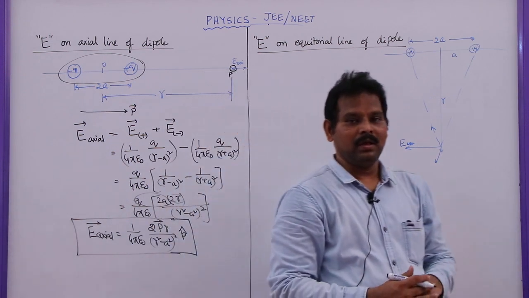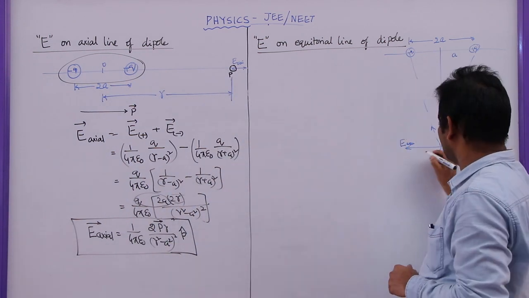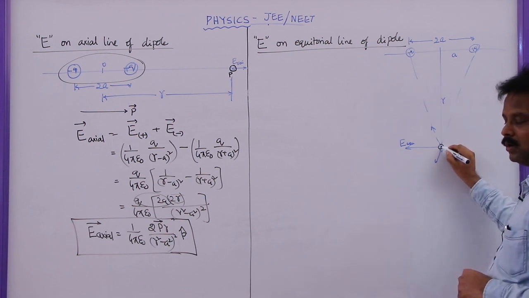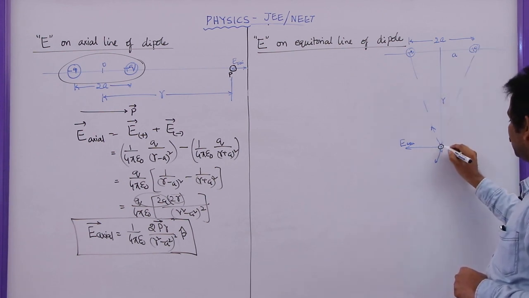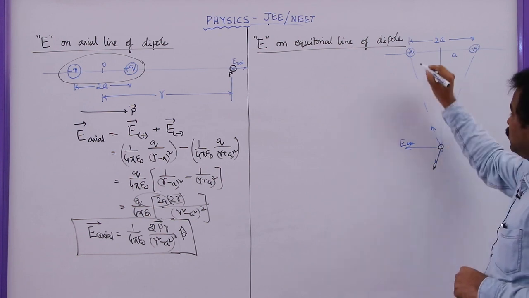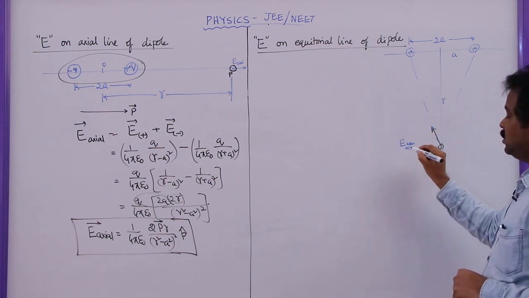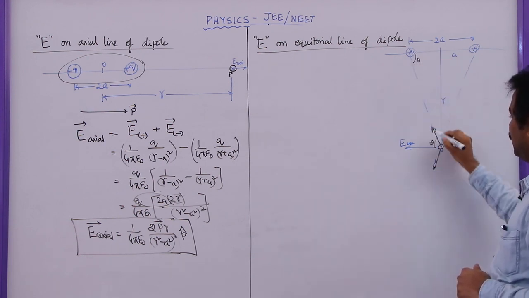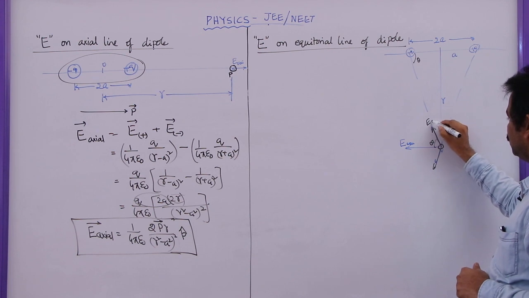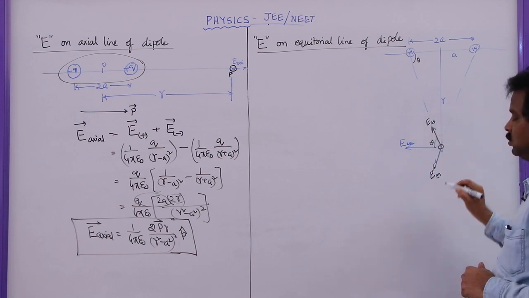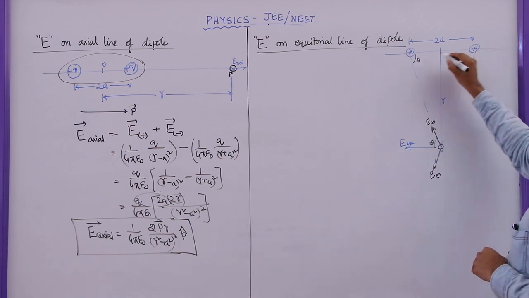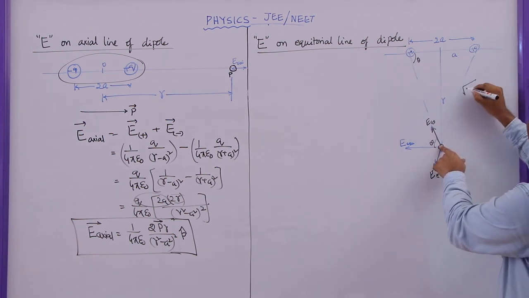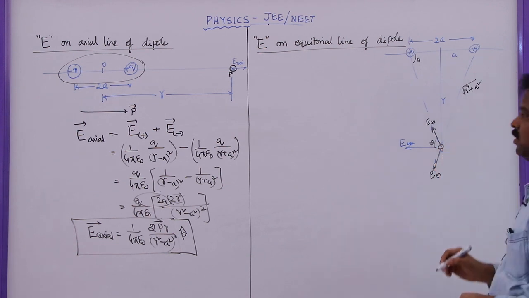Now if you take the dipole and we wish to find electric field on equatorial line, here this is negative charge, and here if you want to find out, electric field due to positive charge will be in this direction, electric field due to negative charge will be in this direction. This is the net electric field. So here if you take this as theta, and this will be theta, and this is E due to negative charge, this is E due to positive charge. Magnitude wise the charges are equal, and the distance of this point from both charges is also equal, which is equal to root over R square plus A square.